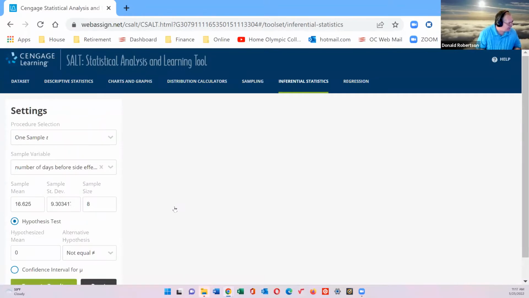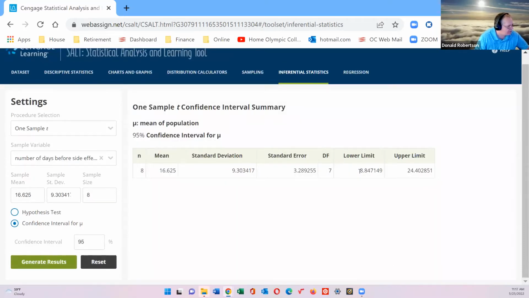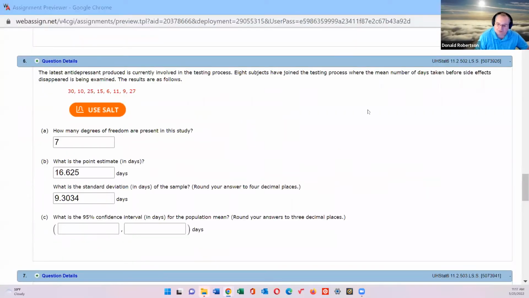Oh, and would you look at that? Haven't they transferred all the information so you don't need to type it in? That's nice of salt, isn't it? And confidence interval, I'm assuming it's in 95%. 8.8, 24.4. So I'm just going to copy those guys and paste them. 8.8. And the upper limit, I'm copying and pasting it as we speak. And they want the answer to 3 decimal places, so that's the guy. And they want this one to 3 decimal places, don't they? Which makes it that guy.